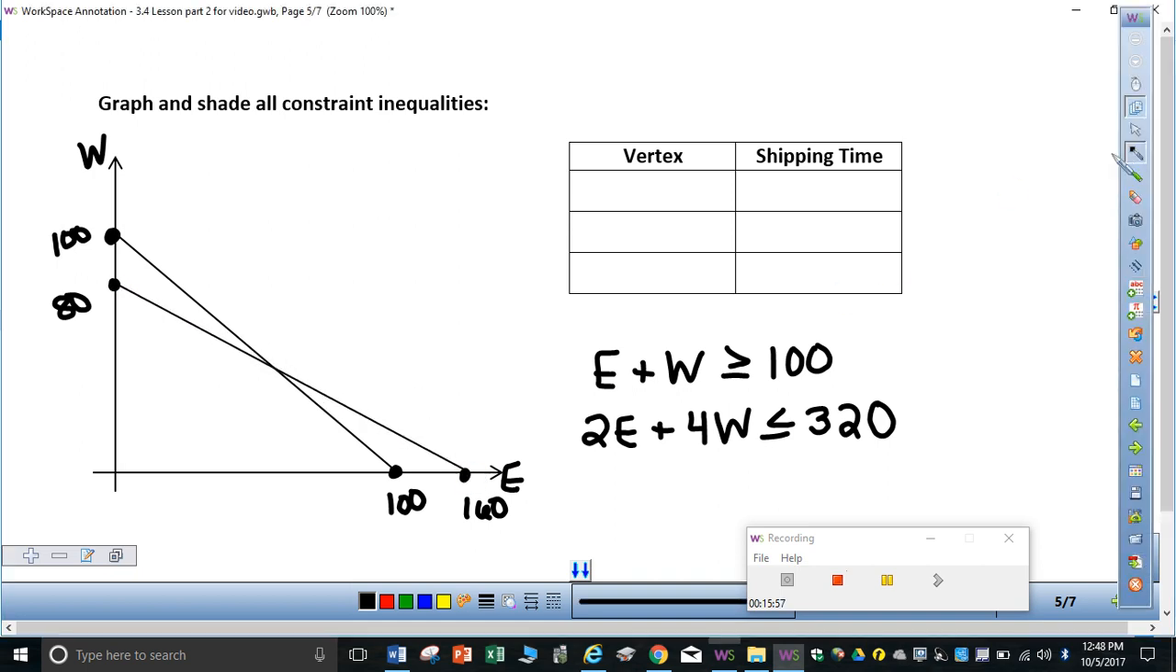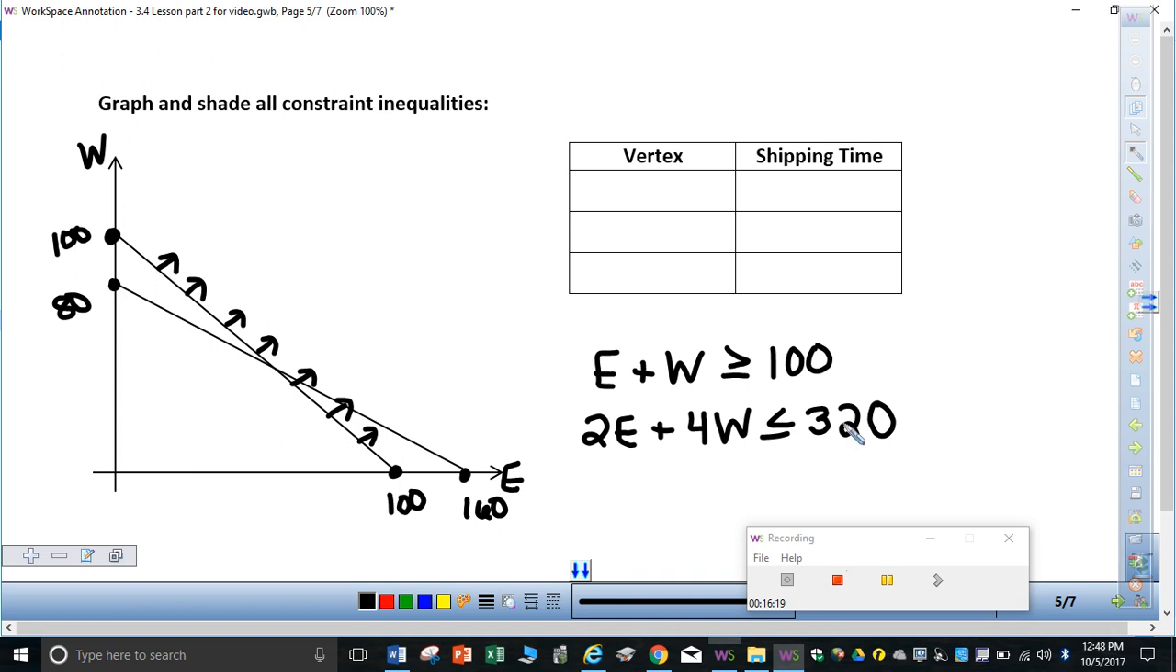All right, now we need to think about our shading. The first line that we drew, E plus W, has to be greater than or equal to 100. If you plug in the test point of 0, 0, 0 greater than or equal to 100 is false. 0 is not greater than 100. So we're going to do our little shading arrows going the opposite direction. We're not going to do them towards 0, 0 because 0, 0 is not a solution. It made the inequality false.